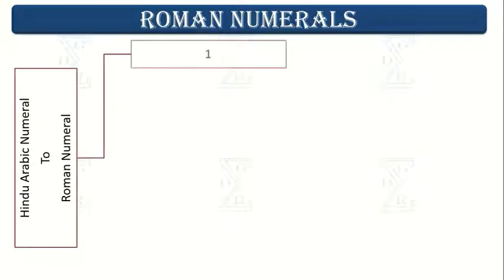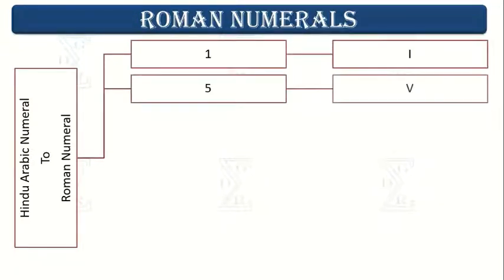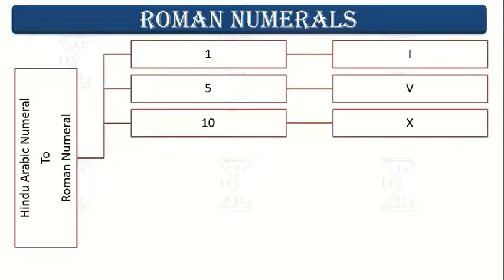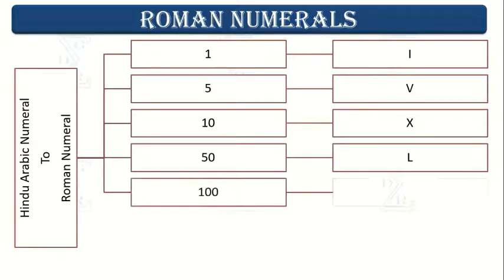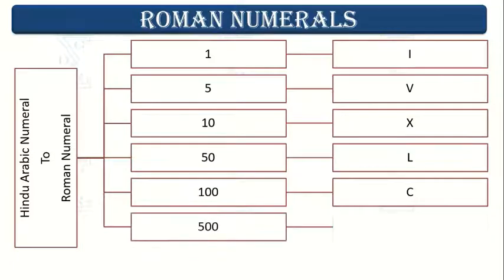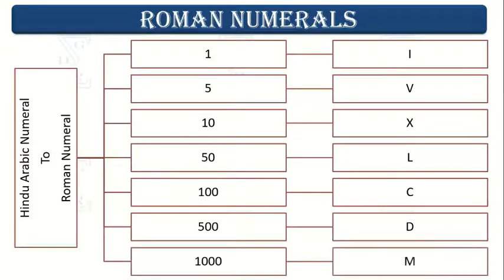The number 1 is represented by I. The number 5 is represented by V. The number 10 is represented by X. The number 50 is represented by L. The number 100 is represented by C. The number 500 is represented by D. And the number 1000 is represented by M. These are the key concepts to find the remaining numbers.